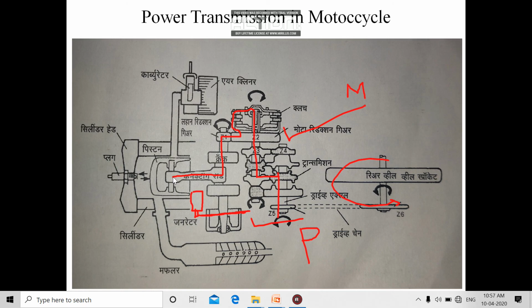So via these three ways, we can start our vehicle. One is manual, that is kick. One is power, that is self. And one is the dhakka start, again human effort. So in this way we have gone through at which location which kind of assistance we can offer to our engine to initiate its initial cranking.